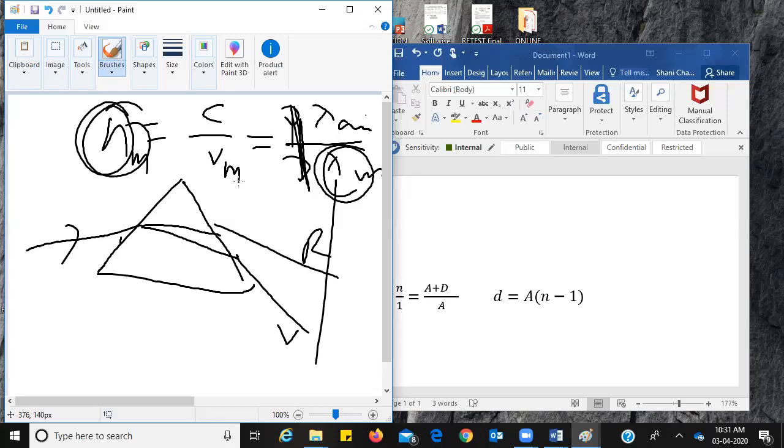The next part is the optical instruments part. If you divide that into segments, there are 6 derivations in that basically.